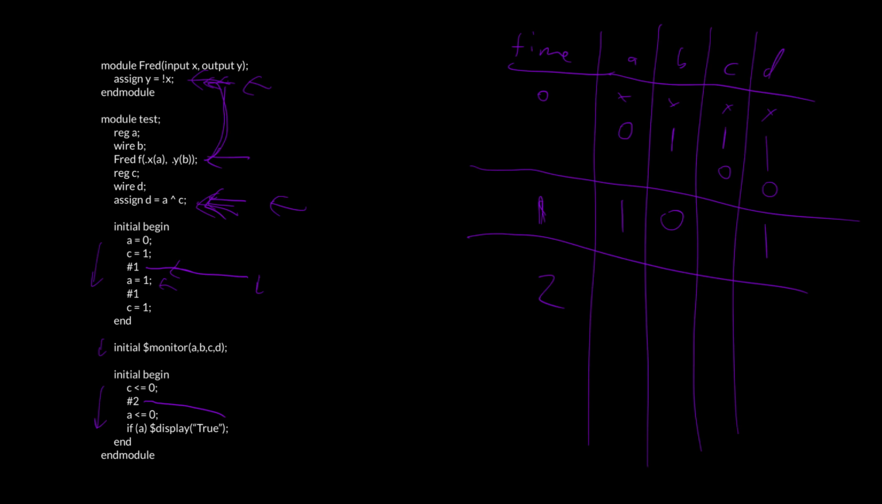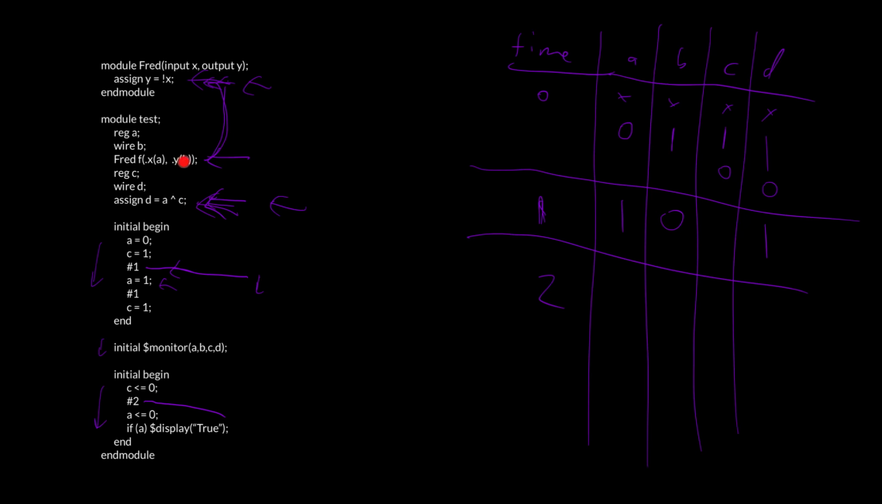Same story at simulation time 2. We're currently paused here, and we're currently paused here. Once we reach simulation time 2, we can continue executing from here to do this. We can continue executing from here to do these statements. And we also have to remember that as soon as A or C changes, this will be queued up.